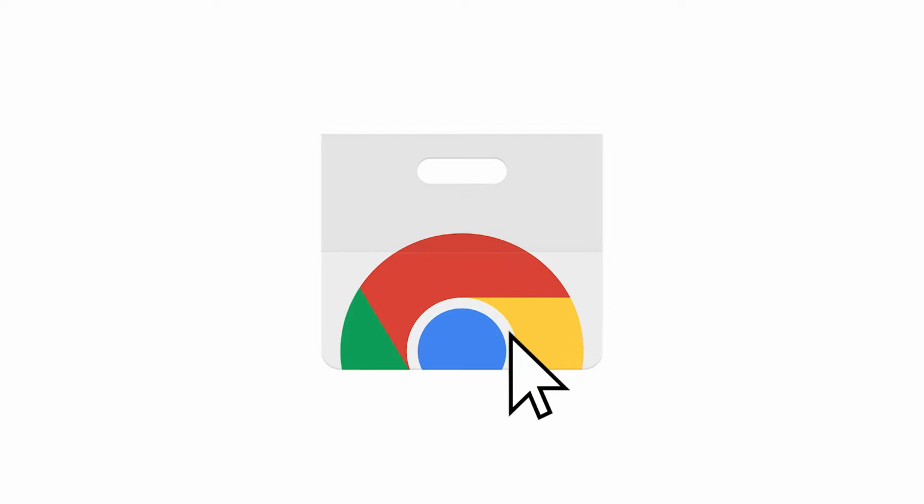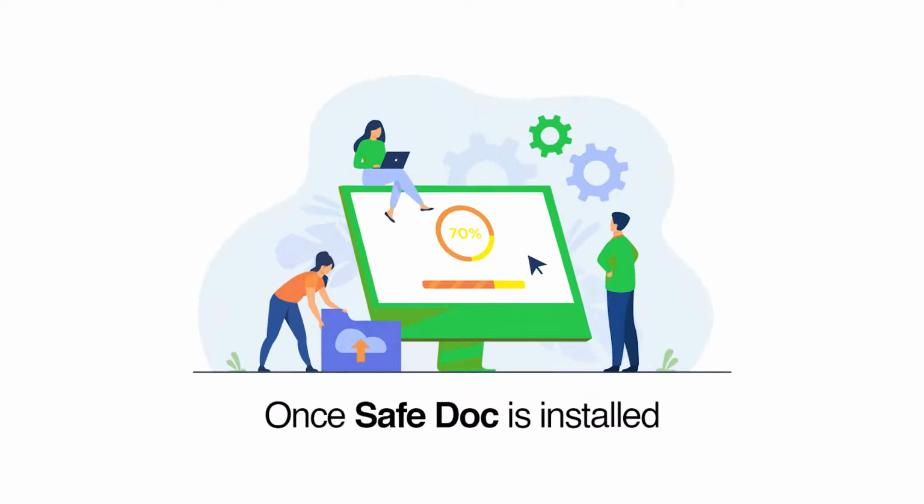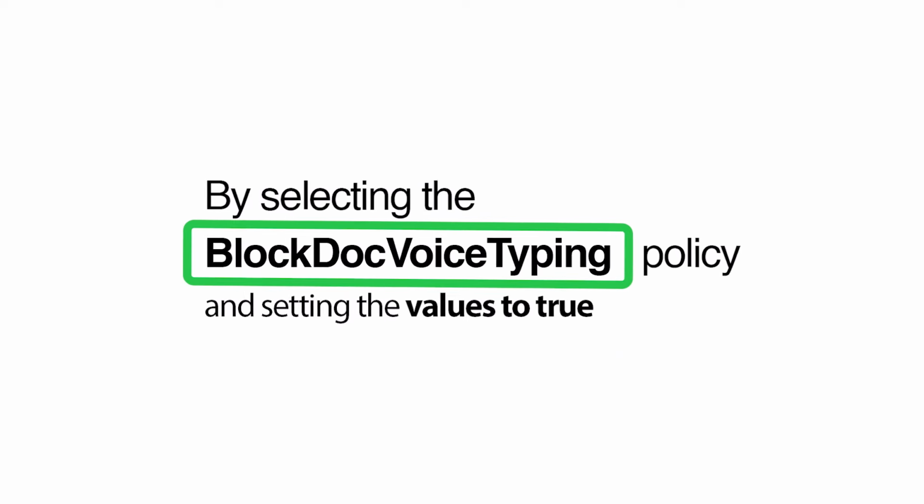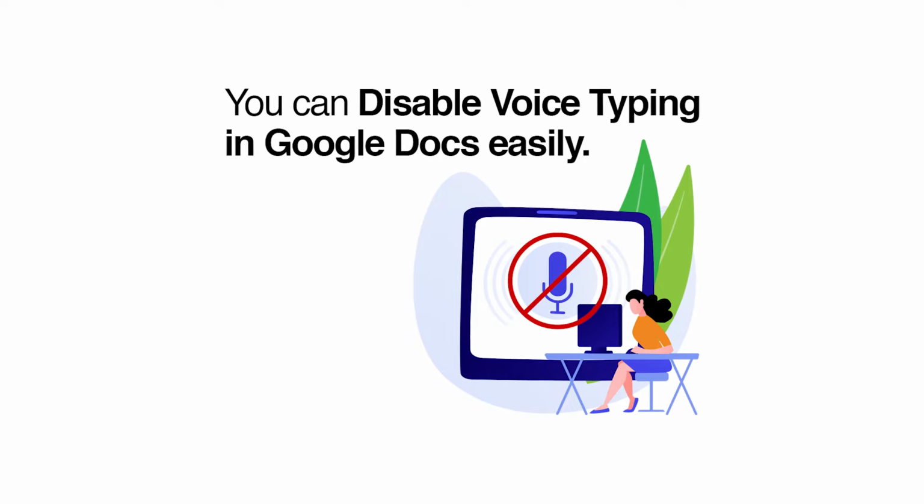Go to the Chrome Web Store page, search for Safe Dock, then click Add to Chrome to add this extension. Once it is installed, by selecting the Block Doc Voice Typing policy and setting the value to True, you can disable voice typing in Google Docs easily.